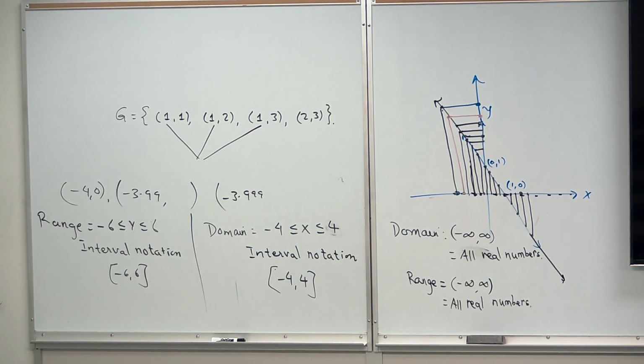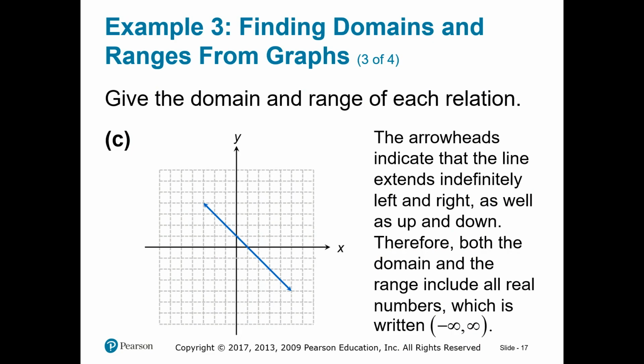Look here. The arrowheads indicate that the line extends indefinitely left and right as well as up and down. Therefore, both the domain and range include all real numbers.